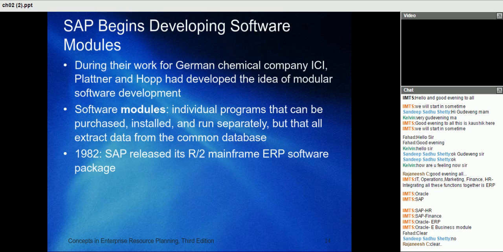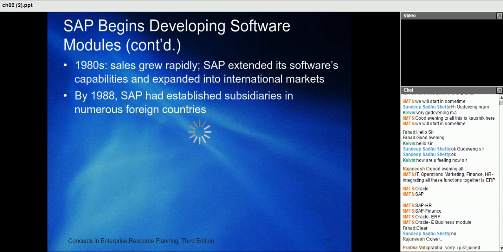So SAP begins developing software modules. During their work for the German chemical company ICI, Plattner and Hopp developed the idea of modular software development. Software modules are individual programs that can be purchased, installed and run separately, but that all extract data from the common database.